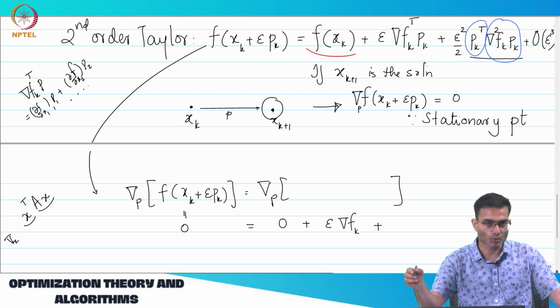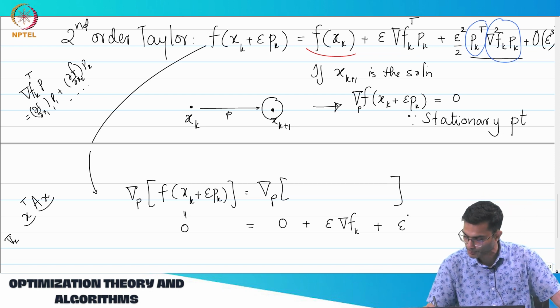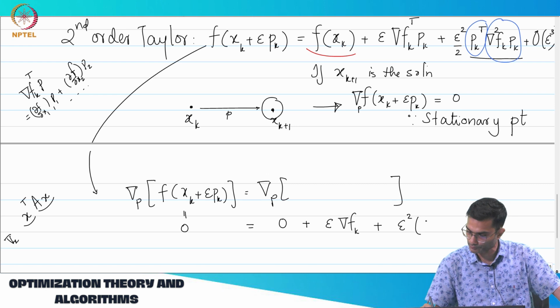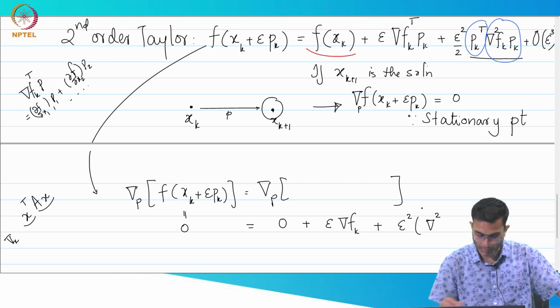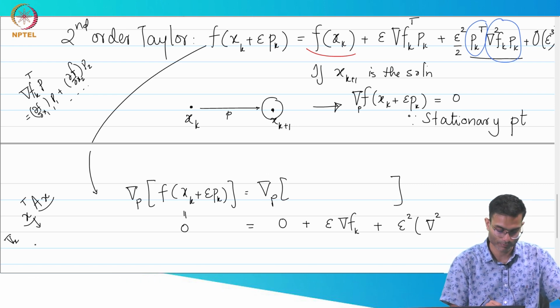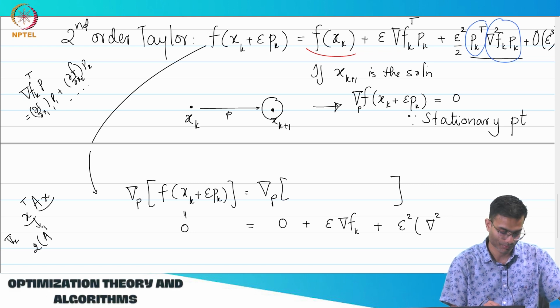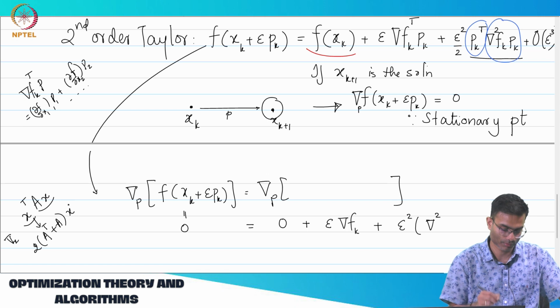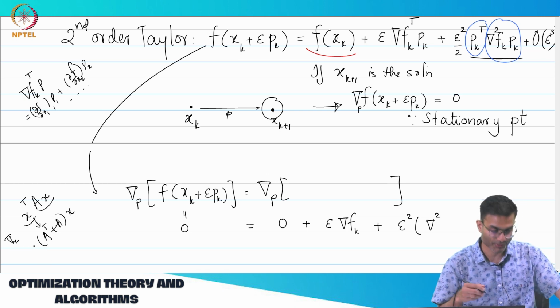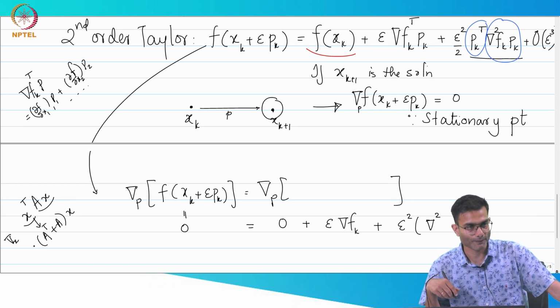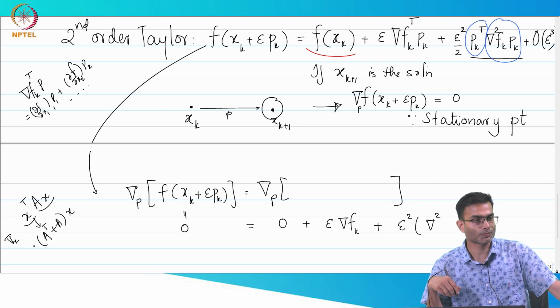So this 2 will go away. What will I be left with? Epsilon squared. Remember, what was the gradient of this guy? Oh sorry, there was no 2 there, it was just this, okay. A transpose plus A times x, okay.